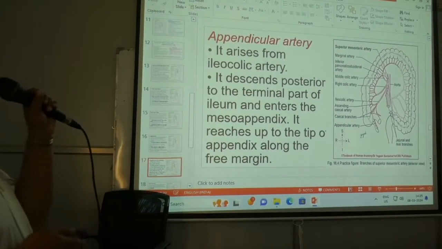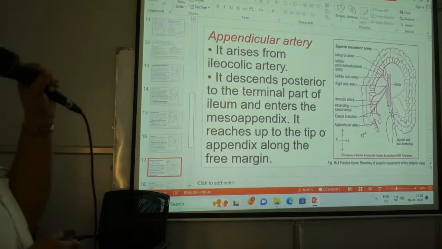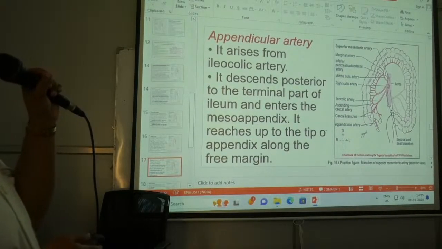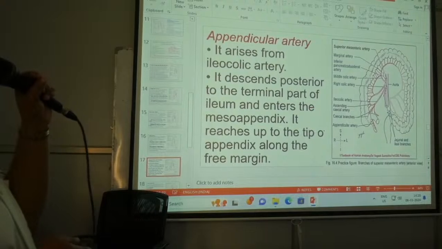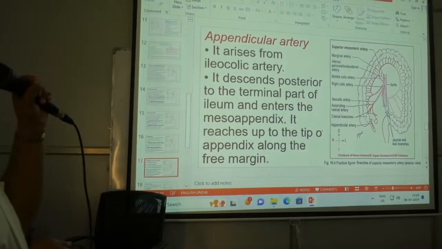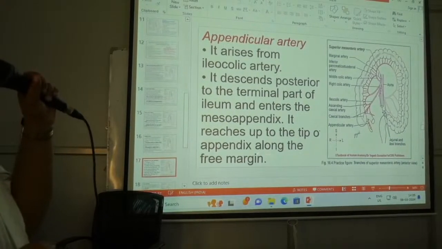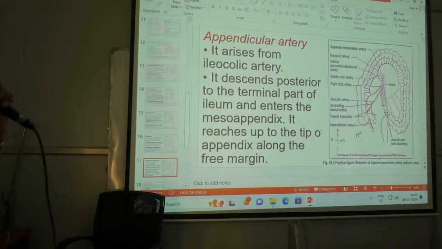It descends posterior to the terminal part of the ileum and enters the mesoappendix. Here is the mesoappendix. Reaches up to the tip of the appendix along the free margin. Okay, so this is appendicular artery.